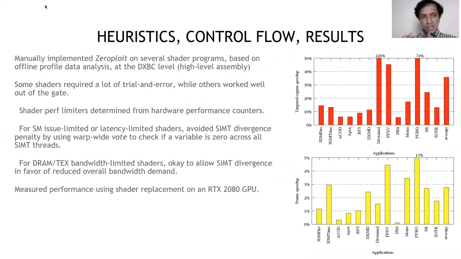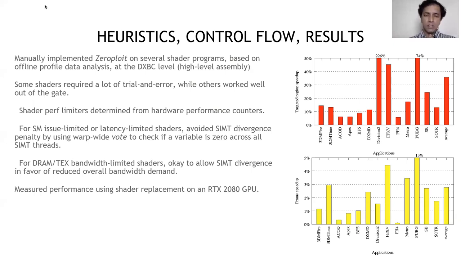We implemented this transform manually on several shader programs in our suite of applications. This was all done at the DX bytecode level, the DirectX bytecode level, which is a high-level assembly, and based on offline value profiling as well as offline analysis of those value profiles. As you might imagine, this involved a lot of trial and error for some shaders. For others, it worked pretty well out of the gate.